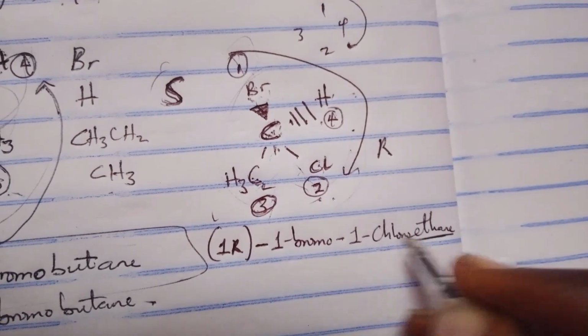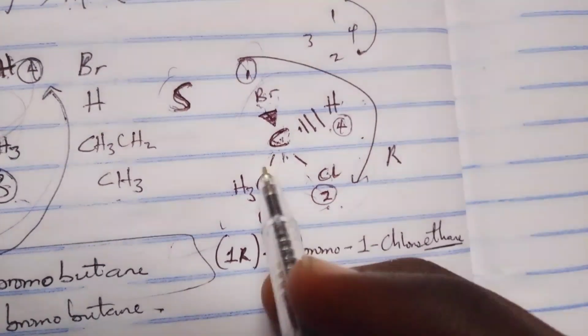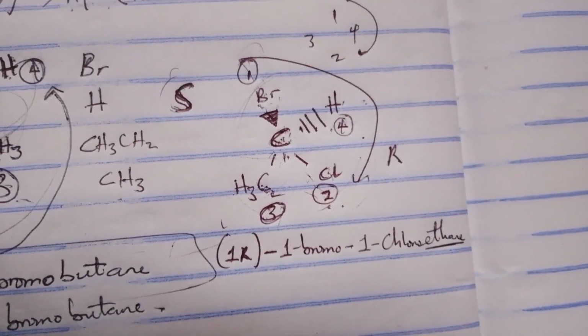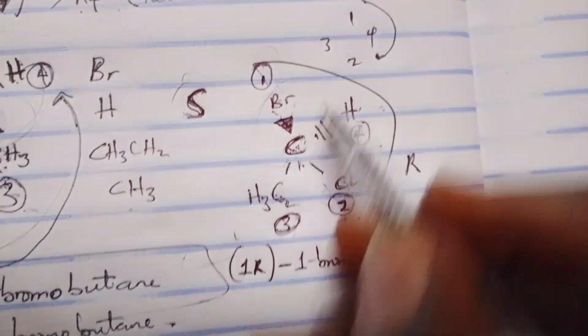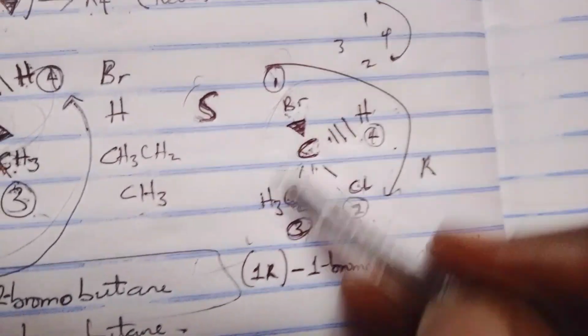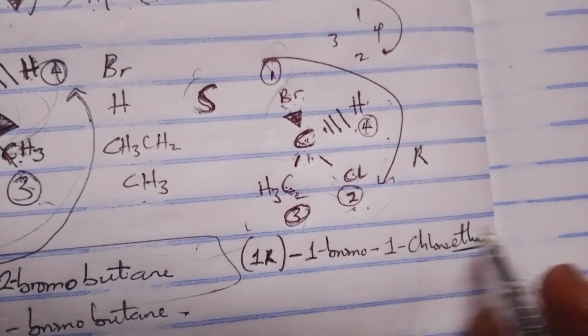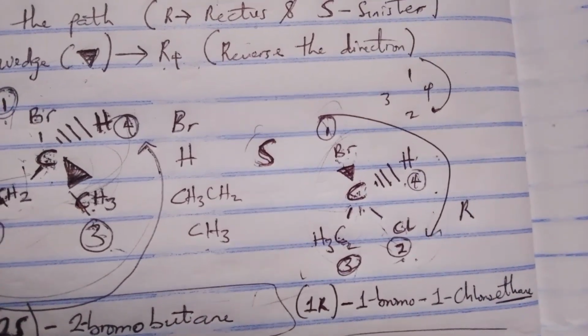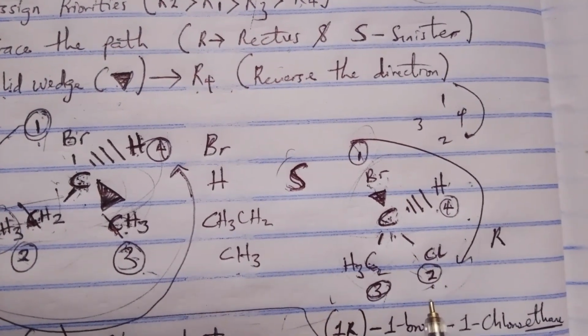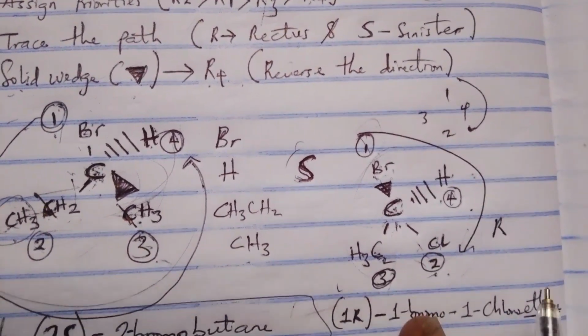Ethane because it only has single bonds, the carbon atoms are bonded together through a single bond. So that's why it is ethane. So that's just how to name this man here, and that's all about R and S configuration.